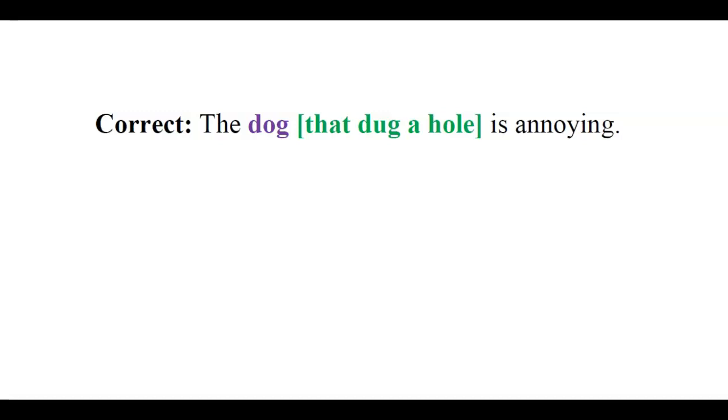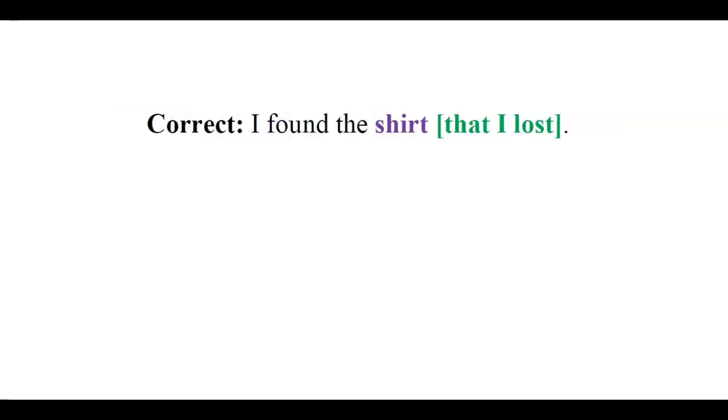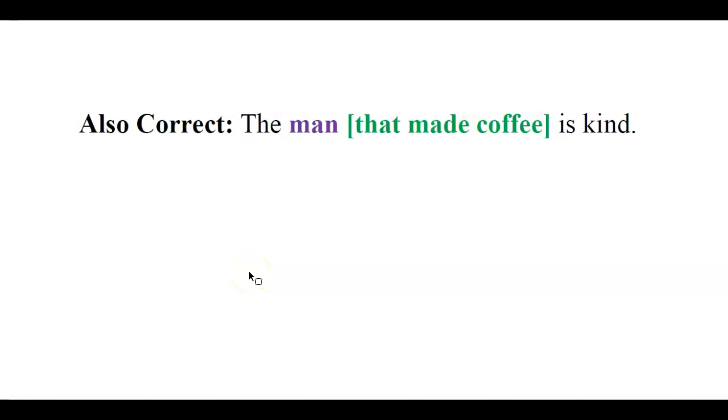That, in general, refers back to things that are not humans. Who is what we use to refer to humans. You can also use the word which instead of that. W-H-I-C-H, which. Correct. I found the shirt that I lost. Okay, so I lost a shirt, now I found it, and the information tells you about the shirt. It is the shirt that I lost. That is talking about the shirt, and shirt is not a person, so we don't call it a who. Also correct, the man that made coffee is kind.